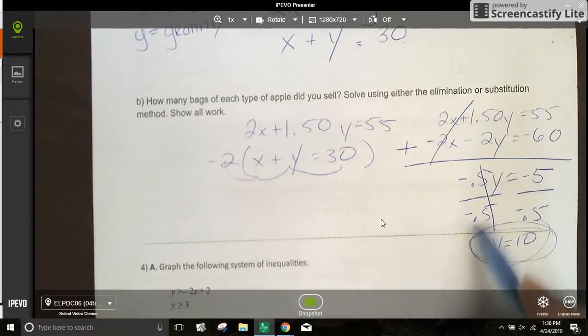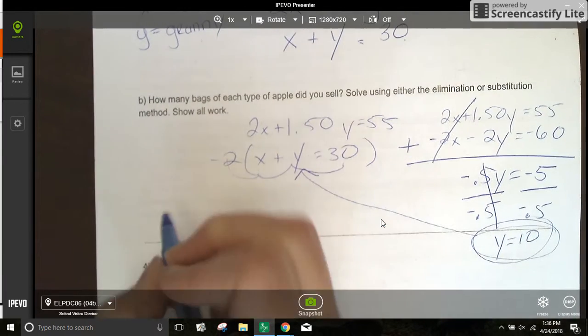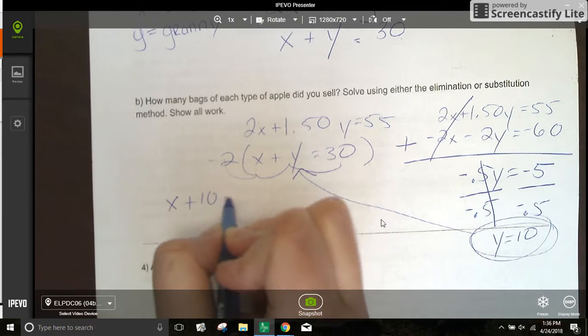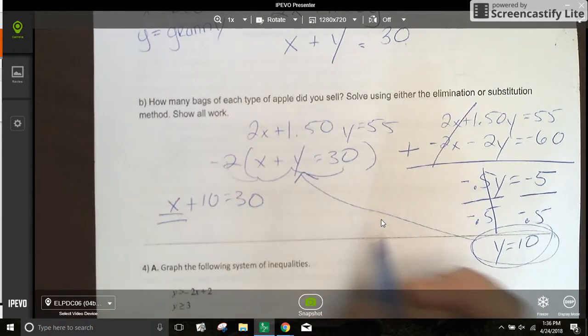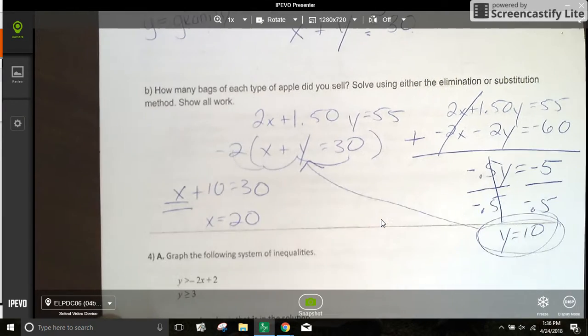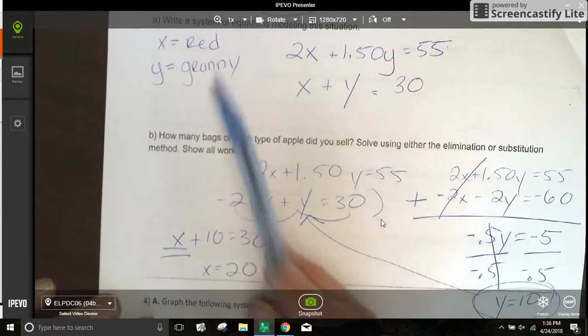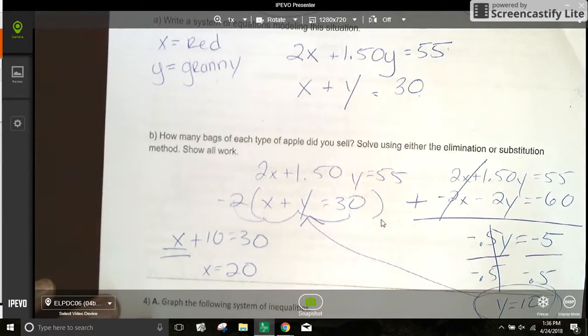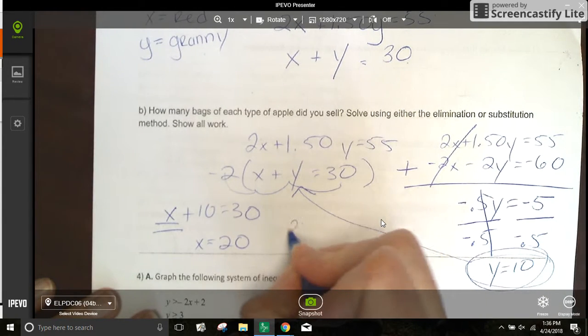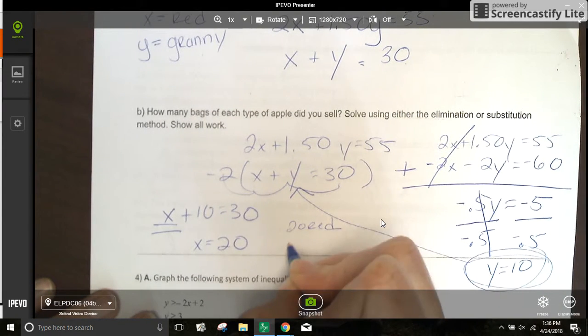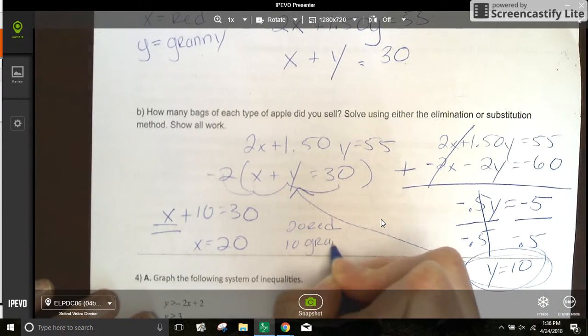Then take this and plug it back in to get x. So x plus 10 equals 30, which means my x would have to be 20. Looking back up here, I said x was red, y was green or Granny. So that means I sold 20 red and I sold 10 Grannies.